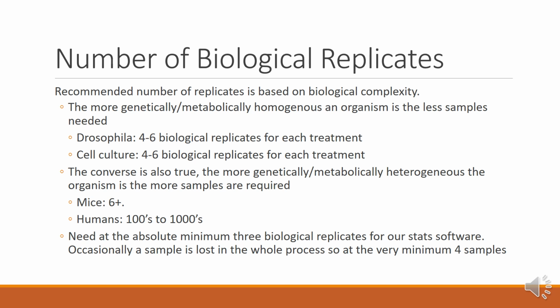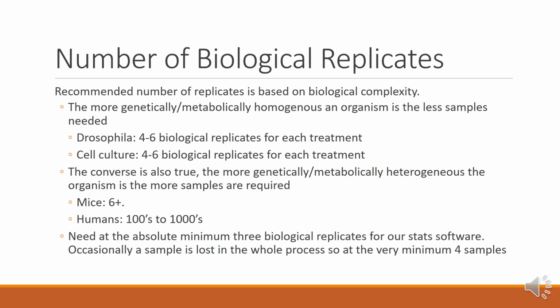Another frequently asked question we receive is, what is the number of biological replicates needed for good data? This really depends on the biological complexity of the model system being analyzed. In general, the more genetically, metabolically homogeneous an organism is, the lower the number of biological replicates are needed. An example of a highly homogeneous model system is the fly. They're highly inbred and all are fed the same diet. Relatively few replicates are needed to generate great data. This also holds well for the cell culture system.